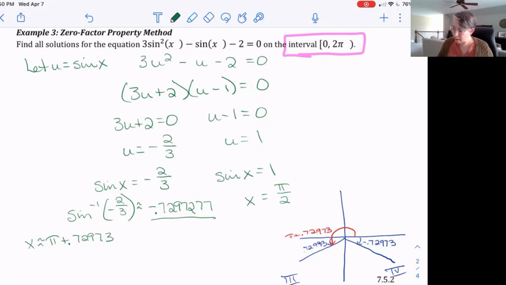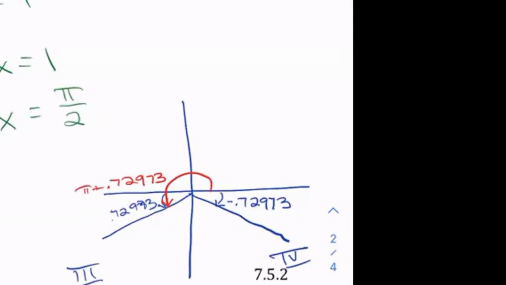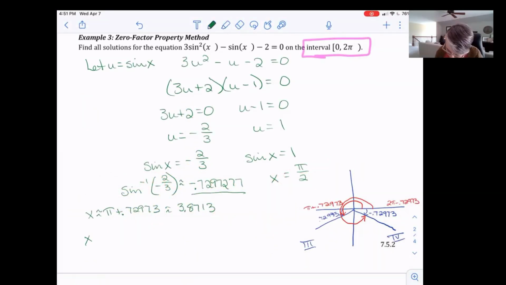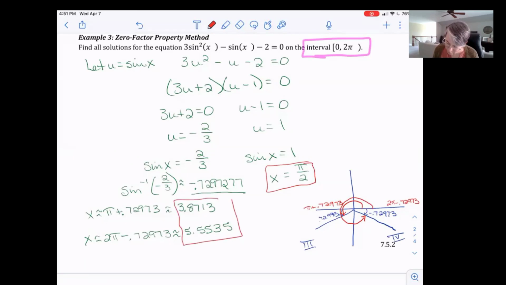So if we put that into our calculator, we get approximately 3.8713. And then on the second one, we want this angle all the way to here. So the easiest way to find it would be 2 pi minus the 0.72973, which is approximately 5.5535 if we're carrying it to 4 decimal places. So we have found 3 angles or 3 x values that work. One of them is an exact value and the other 2 are approximations.